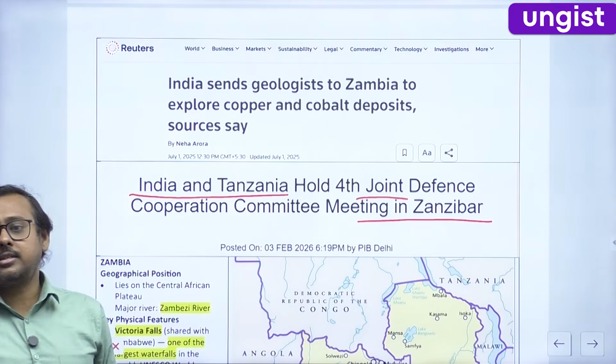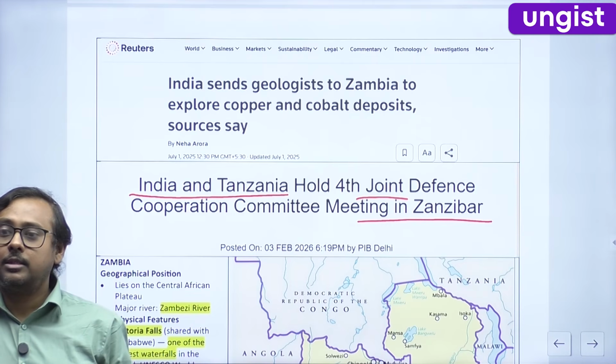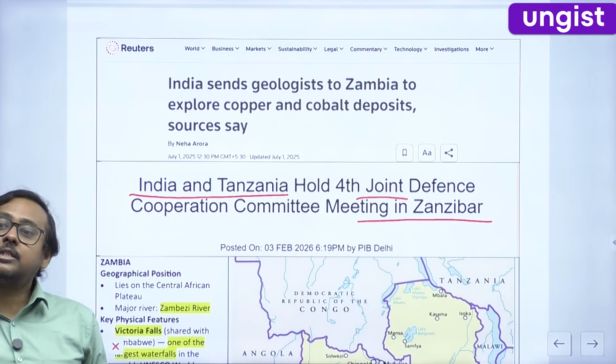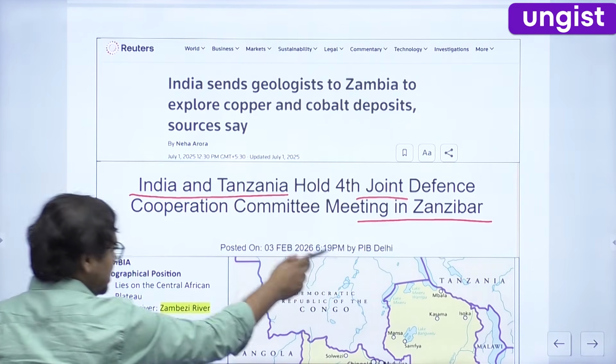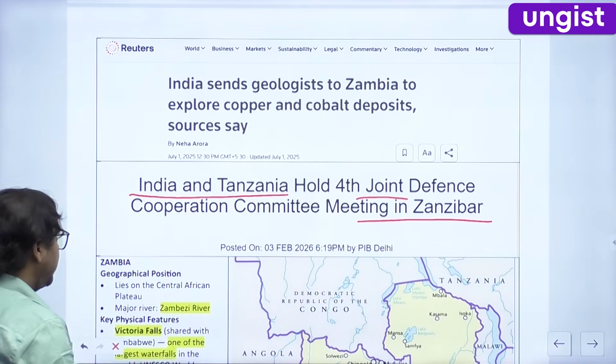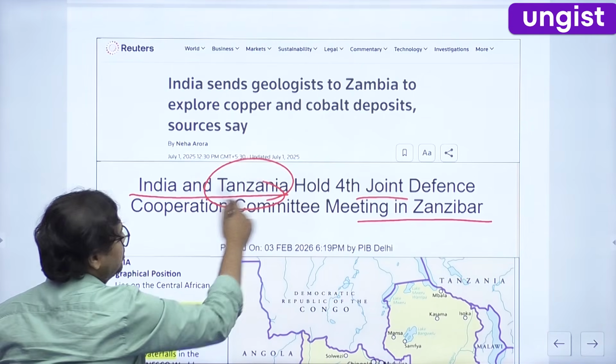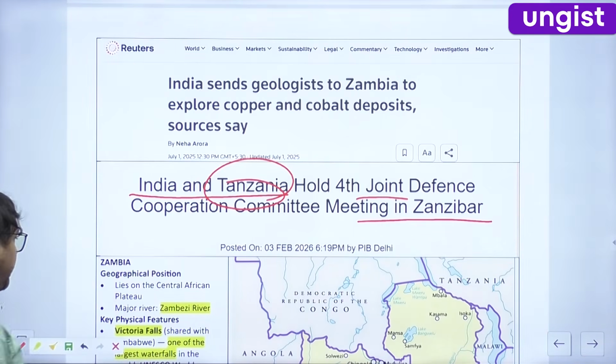Zanzibar is an island and Zanzibar is known as what? If you have read your history, it's a spice island. Zanzibar island. But Zanzibar comes under whose sovereignty? It comes under Tanzania's sovereignty. Will not forget.